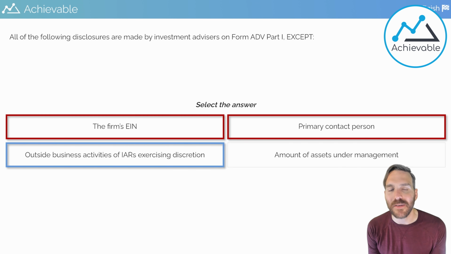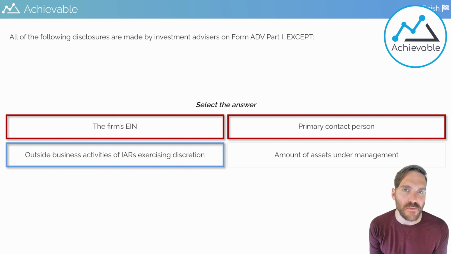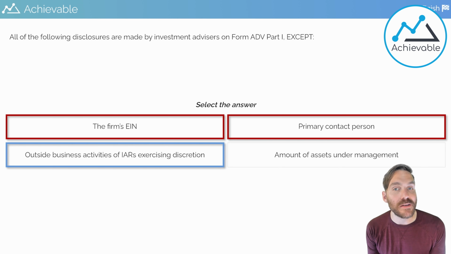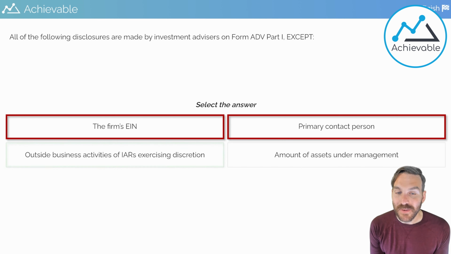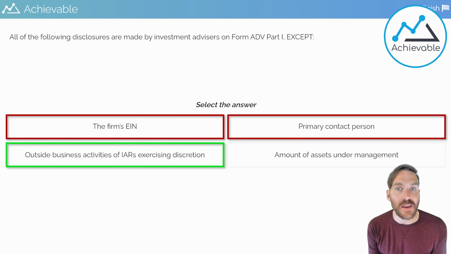This is not something that would be disclosed on Form ADV Part 1, although it would be disclosed in another part of Form ADV. In particular, Form ADV Part 2B, which we have not yet discussed up to this point in the material. That is what we call the brochure supplement, and you will learn more about that later in our material. But that is likely our right answer because this is not something that is in Form ADV Part 1. Just to double check, let's go to the last answer, make sure we can eliminate it, and then feel good about the answer from there.